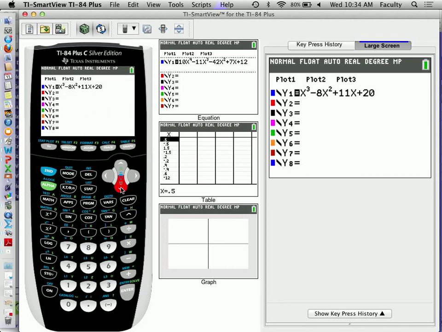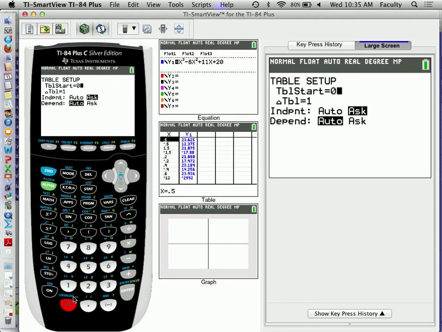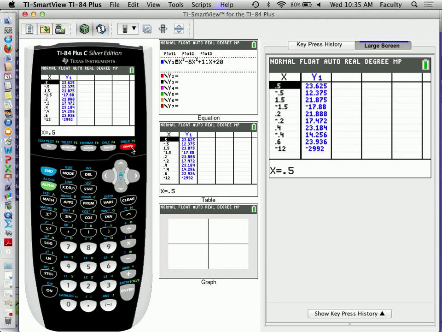Now, our possibilities were plus or minus 1, plus or minus 2, plus or minus 4, plus or minus 5, plus or minus 10, plus or minus 20. That's a lot to scroll up and down your screen. So let me show you an option. You can press second and window, and I want you to go down to independent, and arrow it onto the ask and press enter. Now yours will end up being blank if you have a newer calculator, but because I've already been doing this, mine has stuff in it.